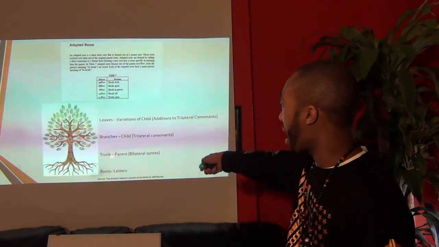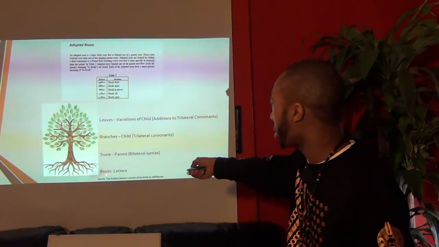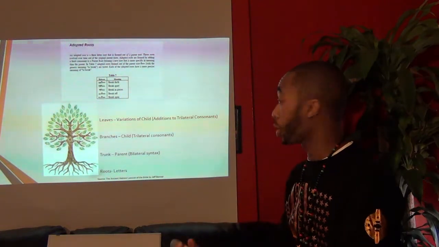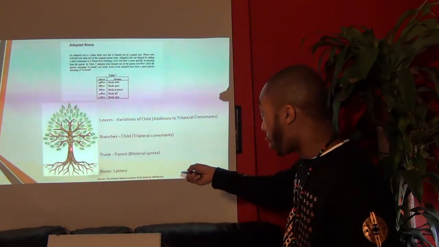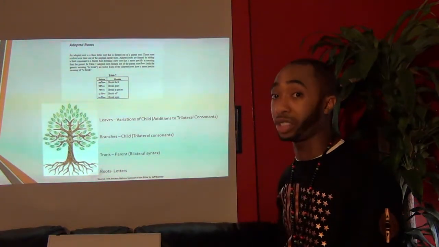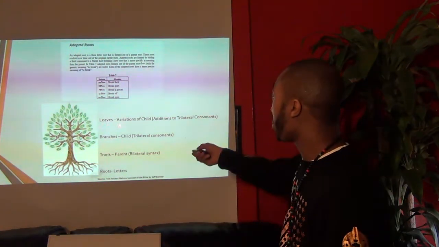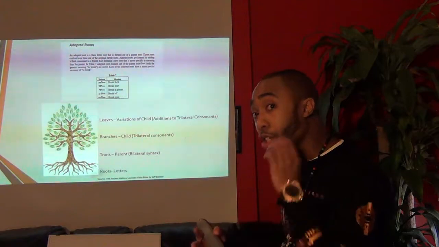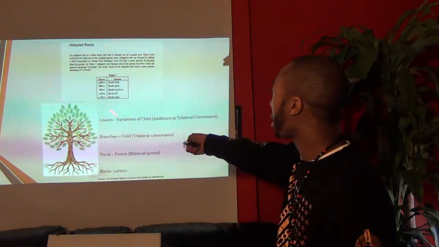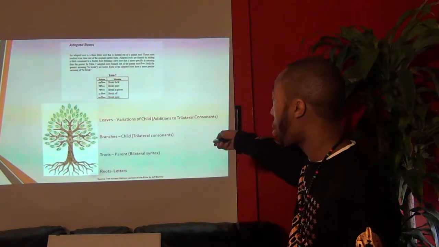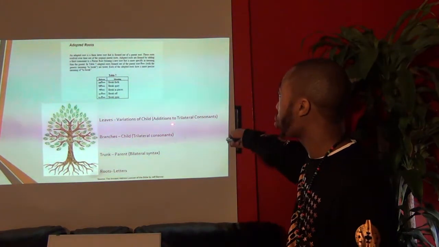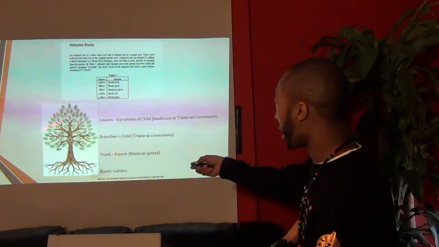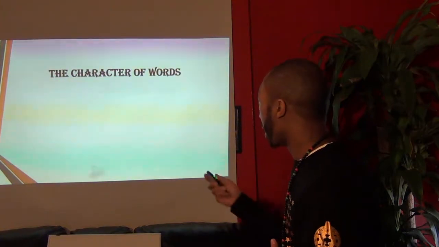Alright? Now look here at the image I have here. At the root, you have the letters. Every single letter is the root of the language. Then you have the trunk. The trunk part of the tree is the parent or the bilateral syntax, where we have the parent roots. Then you have the branches, which are the child or the trilateral consonants that are derived by adding an additional consonant to the parent root. And then finally we have the leaves, and the leaves are the variations of the child or the variations of the parent, which is additions to trilateral consonants. Okay? And this is where you get your real words in Hebrew. So think of this image of a tree.